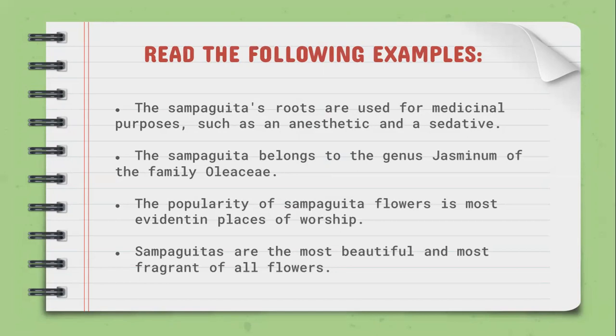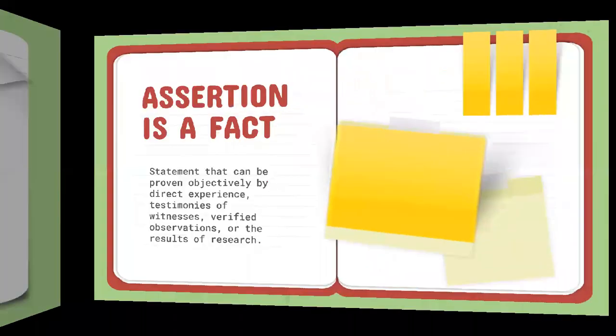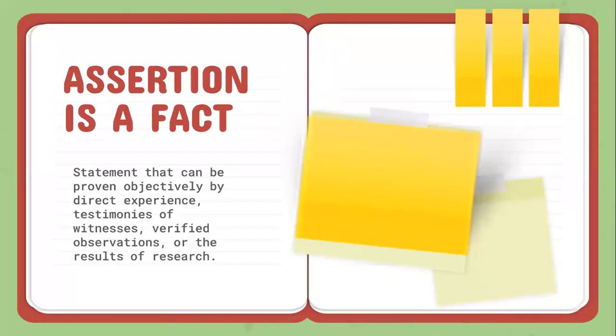Now, let's move on to the kinds of assertion. The first type of assertion is the assertion of fact. A statement that can be proven objectively by a direct experience, testimonies of witnesses, verified observations, or the results of research.